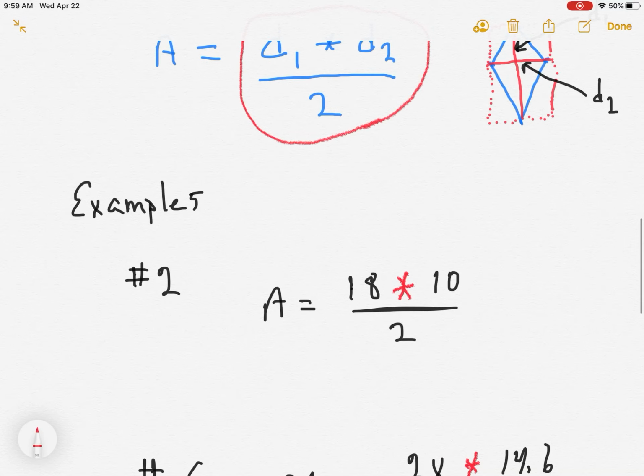I'd like to look at a few examples. Example number 2. I notice in my textbook on page 793 at the top, the width of the kite is 18. The height of the kite is 10. If I take 18 times 10, which is the product of the 2 diagonals, and divide by 2, I will have the area.